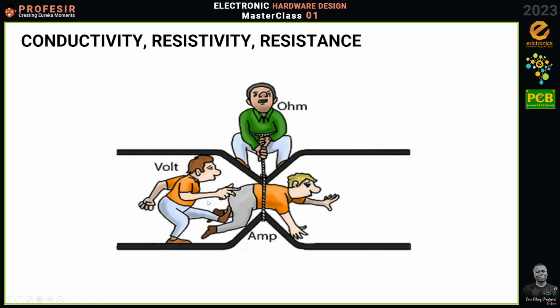Okay, so this artwork actually tells a lot, right? Volt here is trying to push amp. So amp here would be the current, right? To push the amp. And ohm, who would definitely be a typical Ghanaian, is trying to prevent him from moving, right? So resistance resists the flow of current. However, voltage's work is to make sure it pushes the current to move it. Is that okay? So basically this artwork tells a lot about what is happening.